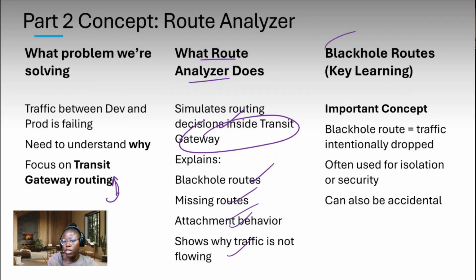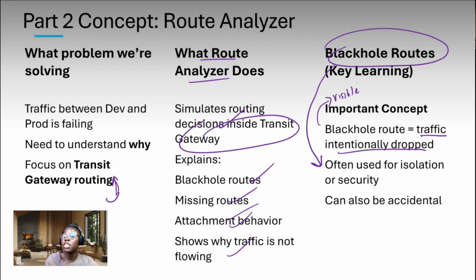Now, a black hole, something that we have mentioned. Black hole routes are traffic intentionally dropped. You specify that route as a black hole, to let that traffic be blocked. They are very powerful, but dangerous if they are misused. These black hole routes are often used for isolation, and you'll see an example of that. The Network Manager will help us understand them and make these black holes visible and explainable, okay? Because it can be accidental at some point.